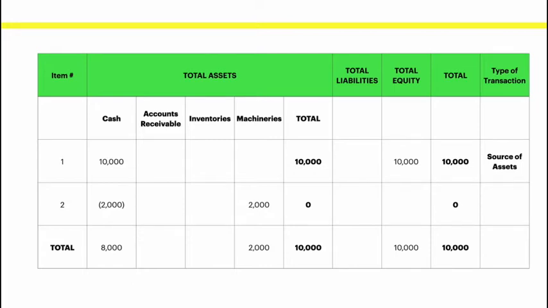You are correct. This is an exchange of assets. As previously discussed in our previous video, an exchange of asset only occurs when the total asset account is not affected and the total liabilities and equity account is also not affected. But the items under the total assets either increase or decrease.